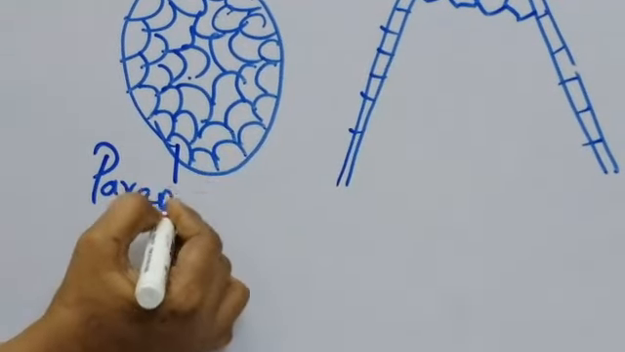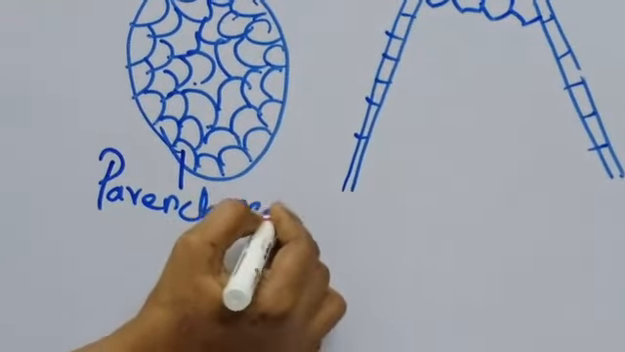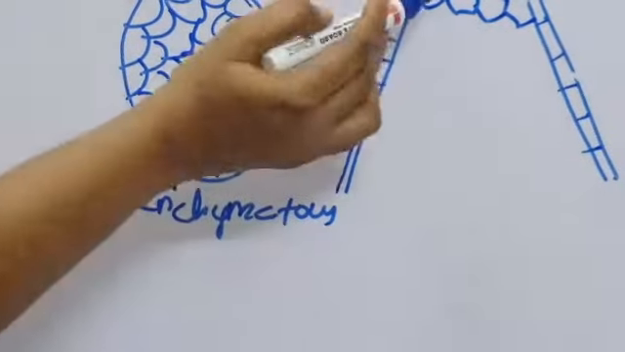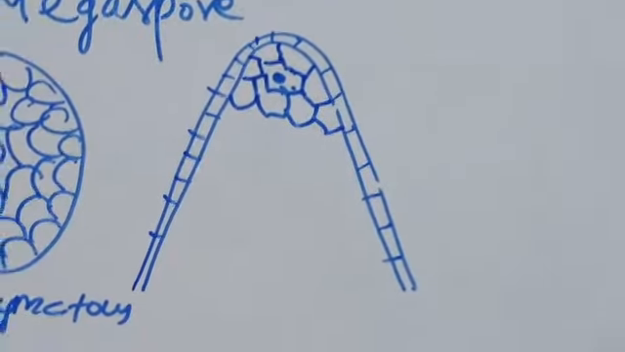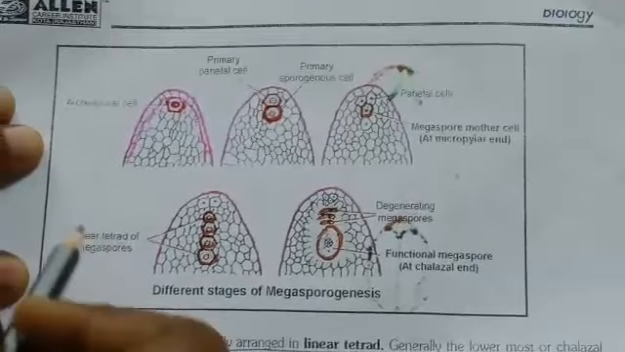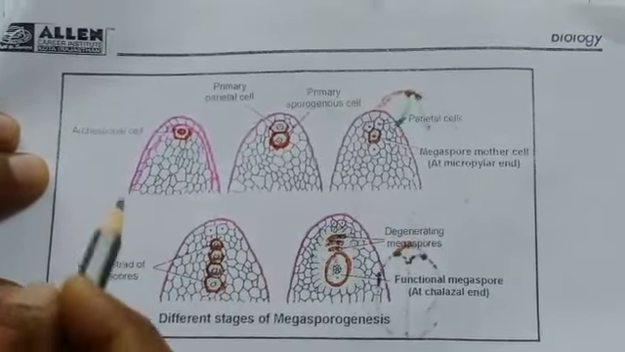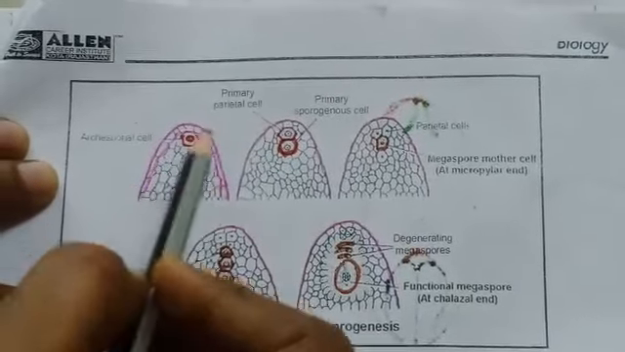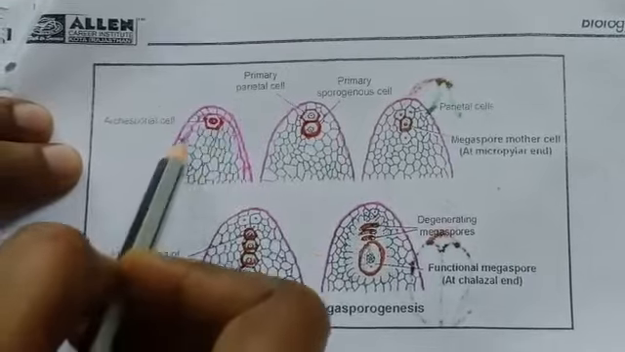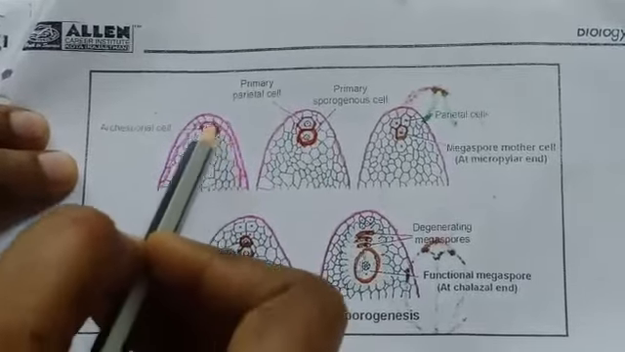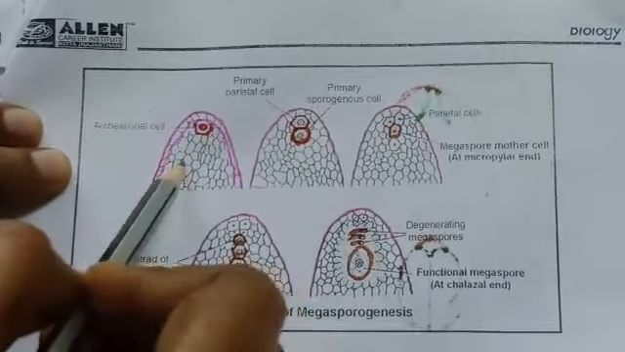Finally it becomes what? Parenchymatous. This parenchymatous I have drawn here. You see the figure here. You can see this is the nucellus. Inside you can see parenchymatous cells and it is surrounded by epidermal layer. This layer is epidermis and these are parenchymatous cells.